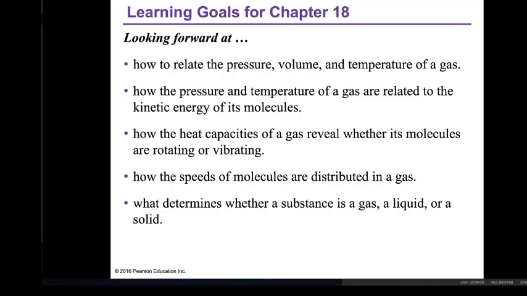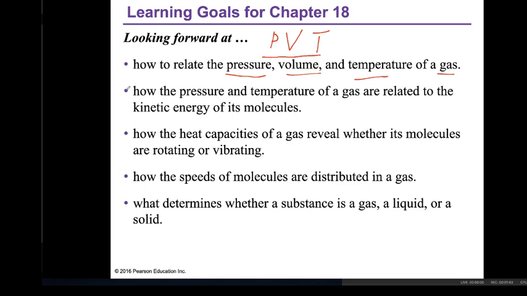In this chapter, we'll learn several topics. First, let me change my cursor to pen. First of all, we're going to learn how to relate the pressure, volume, and temperature of a gas, which is P, V, and T. The relationship between the amount, P, V, T in a gas. This is the number one topic.